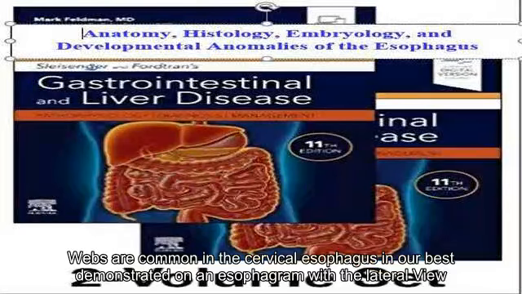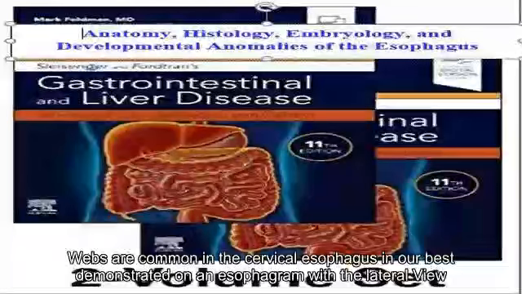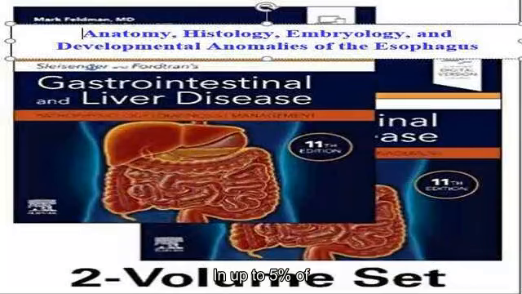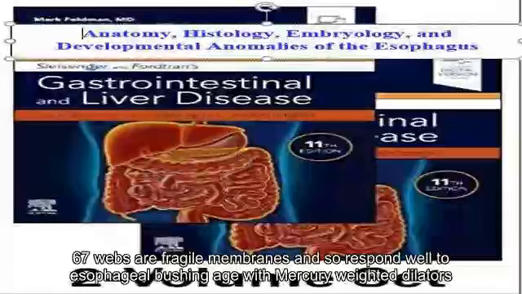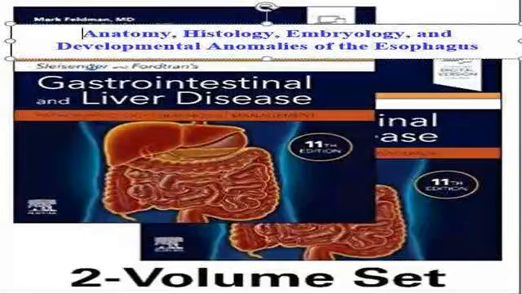Webs are common in the cervical esophagus and are best demonstrated on an esophagogram with the lateral view. In up to 5% of cases they are identified in an asymptomatic state, but when they are symptomatic they cause dysphagia for solids, see Table 43.2. Webs are fragile membranes and so respond well to esophageal bouginage with mercury-weighted dilators.